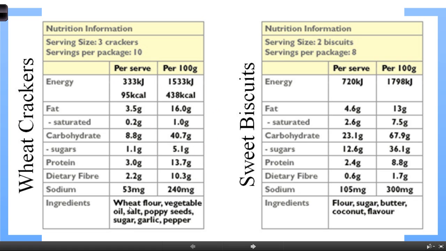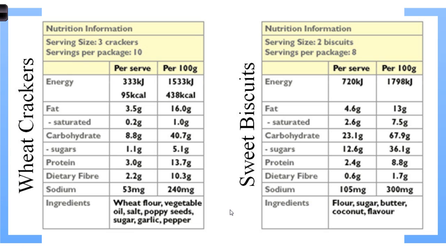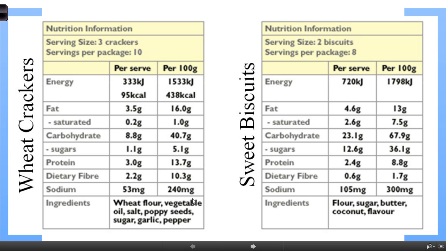They also have the ingredients listed, so products, if they're made from various ingredients, they have to list what ingredients are in there, and they have to list them in the order from what's most abundant, the major ingredient, through to the least amount. So you can see here the ingredients is mainly wheat flour, and then vegetable oil, salt. So pepper is what's the least of in these crackers.